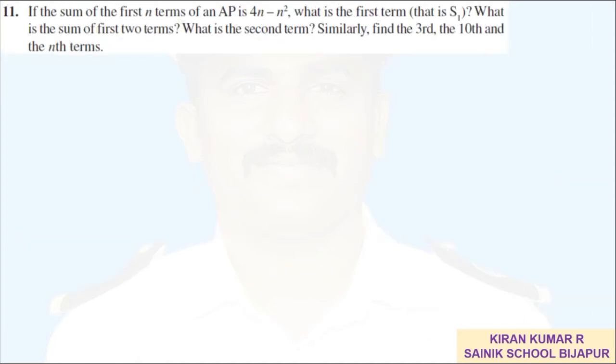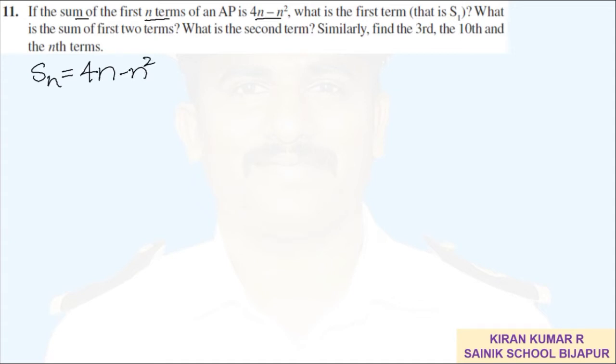Let us solve question 11. If the sum of the first n terms of an AP is 4n minus n square, what is the sum of the first term, that is S1? What is the sum of the first two terms? What is the second term? Similarly, the third and the 10th term, and also the nth term. Here the question is given as the sum of n terms, which is given by 4n minus n square.